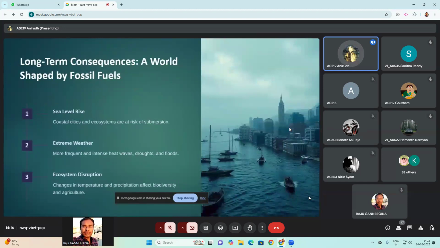The long-term consequences are that the sea level rises and there is a loss of life in coastal areas and among people living near the sea. Extreme weather changes, such as intense heat waves, droughts, and floods. The ecosystem is lost, which will affect biodiversity and agriculture.